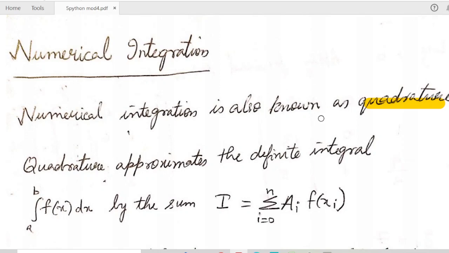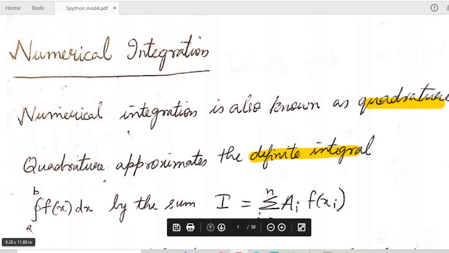Numerical integration is also called quadrature. Quadrature approximates the definite integral. So that means that definite integrals can be approximated.